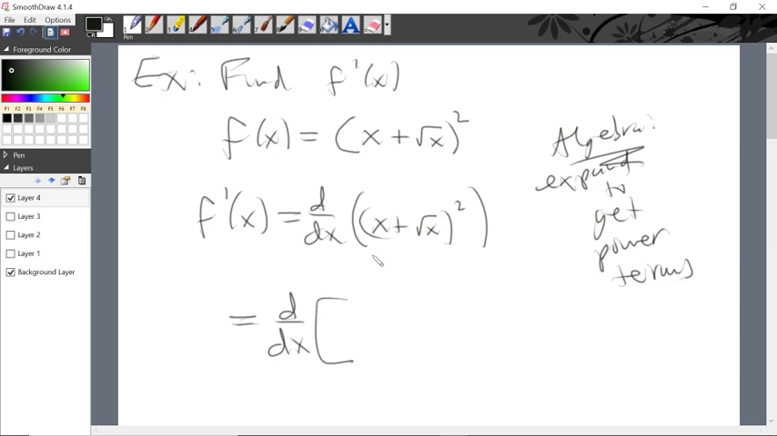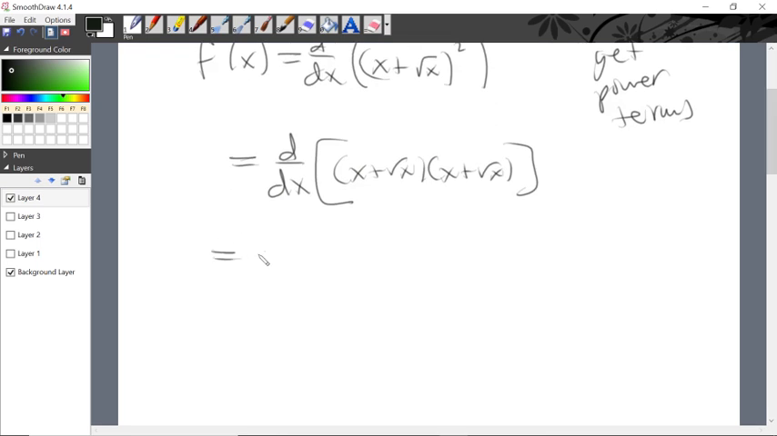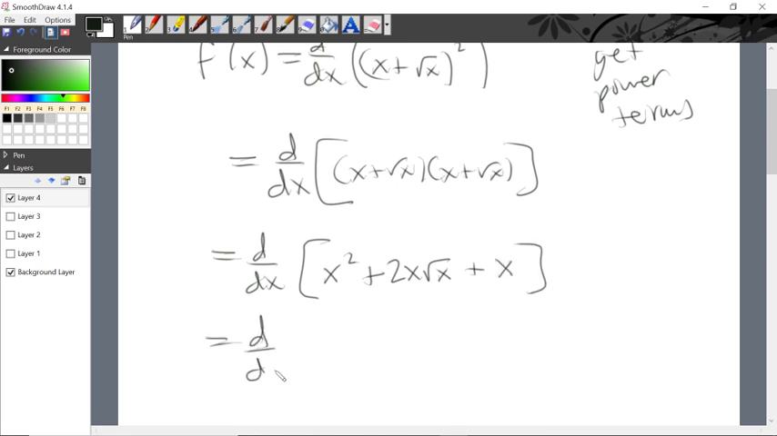FOIL this out. (x plus root x) times (x plus root x). FOIL that out. We'll get a combination of terms. So we get the derivative of, let's see, we'll have x squared plus x root x and another x root x, so 2x root x, plus square root of x times square root of x. Well, that is x. Now write this as power terms.